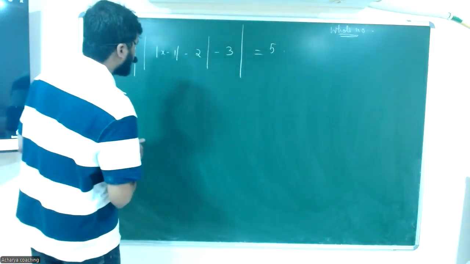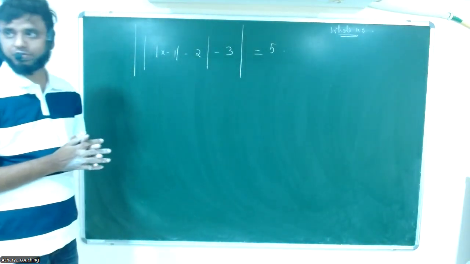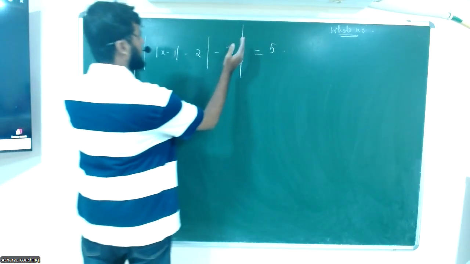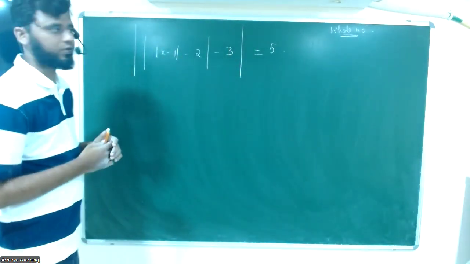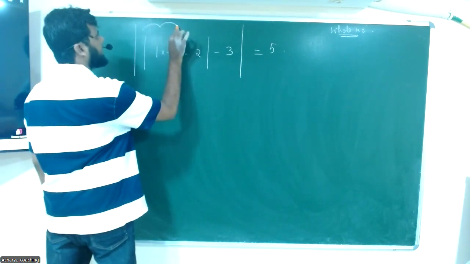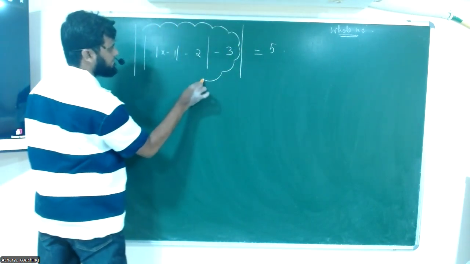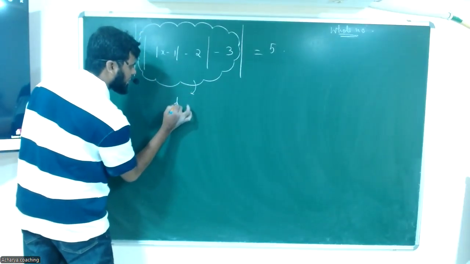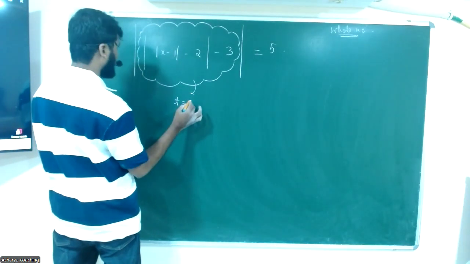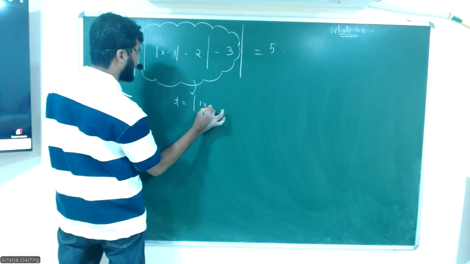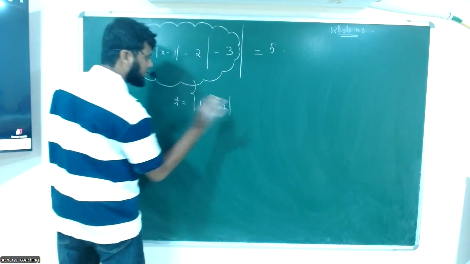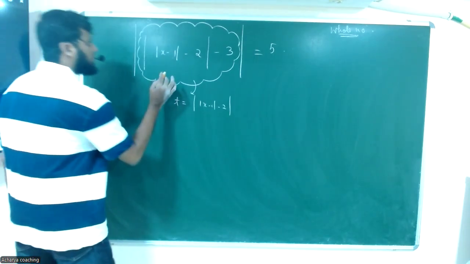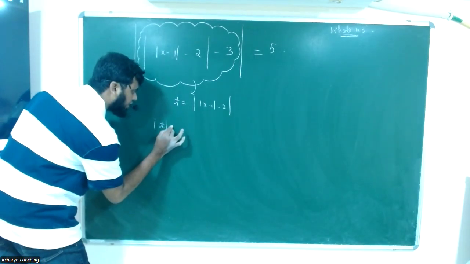So how many modulus do we have? 3 times we have modulus. Okay. First, the outside modulus is there, right? First, we can remove this. For that, this entire thing, I am going to take as t. What is t? Modulus of x minus 1 minus 2, the whole mod. Clear? This is nothing but t. So now here we have modulus of t equal to 5.